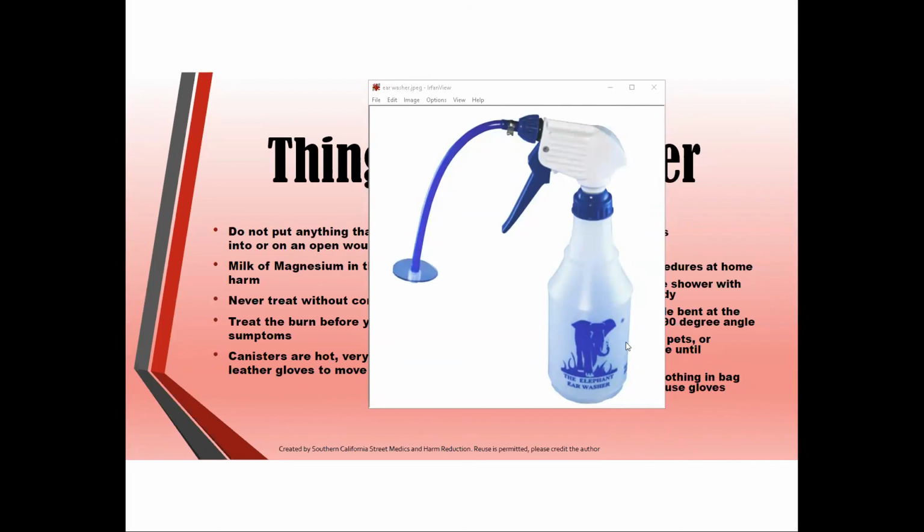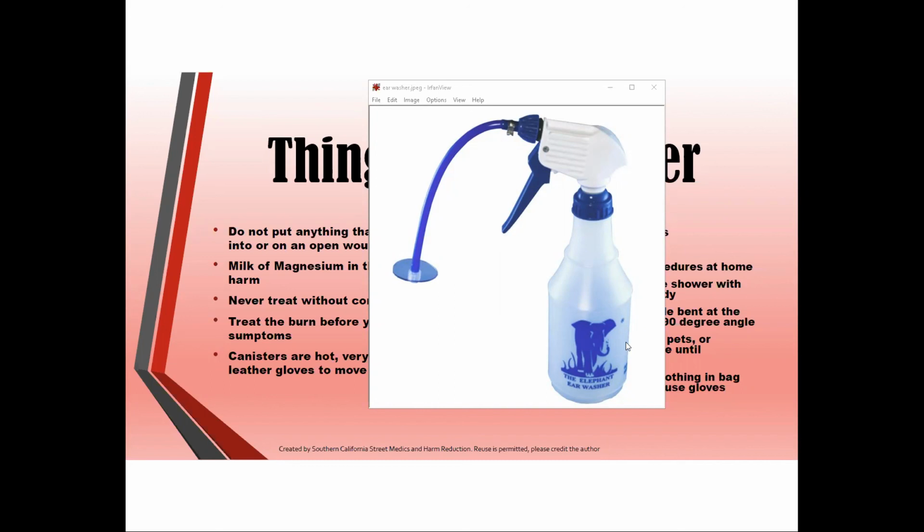We do not want to use a spray bottle. A lot of people use water sports bottles. I have no objection to that. Water sports bottle is great. These are better because we can see how much water comes out, and we don't have a big water bottle a quarter of an inch from somebody's eyes. That in itself is frightening.